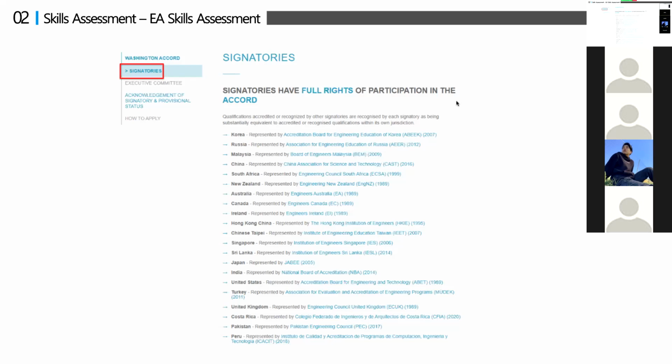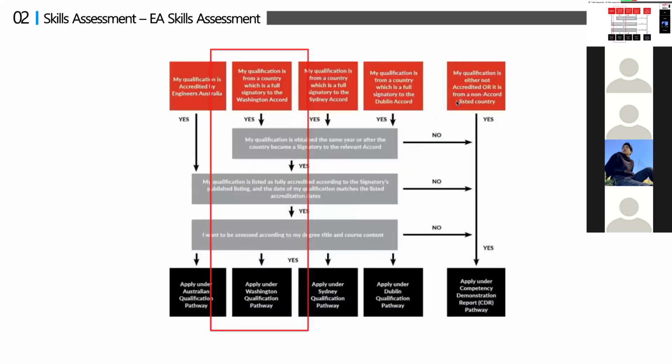Okay, so on the next slide, if we find that your course, your qualification and your major are accredited by the Washington Accord, then we can simply use the Washington Accord stream on the EA skill assessment. The process is not complicated, and you can simply apply for the skill assessment based on your study. Then you will get a positive outcome as well.